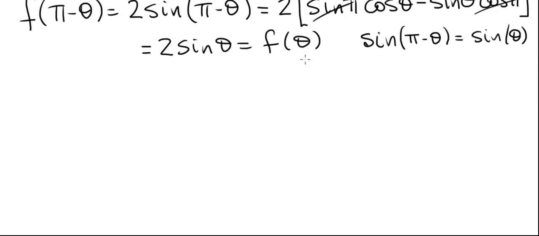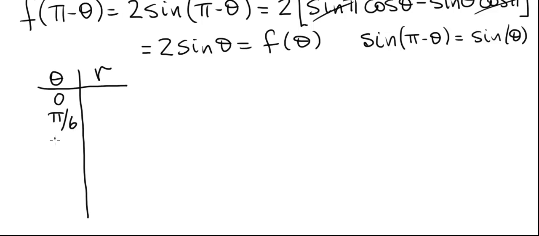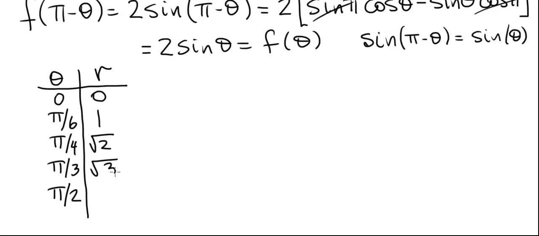So now we're going to just plot a few points and then use symmetry to take us the rest of the way. We'll just select values of theta in the first quadrant, such as 0, pi divided by 6, pi divided by 4, pi divided by 3, and pi divided by 2. Sine of 0 is 0. Sine of pi over 6 is a half, times 2, that's 1. Sine of pi over 4 is square root of 2 over 2 times 2, that's square root of 2. Sine of pi over 3 is square root of 3 over 2 times 2, that's square root of 3. And sine of pi over 2 is 1 times 2, and that's 2.